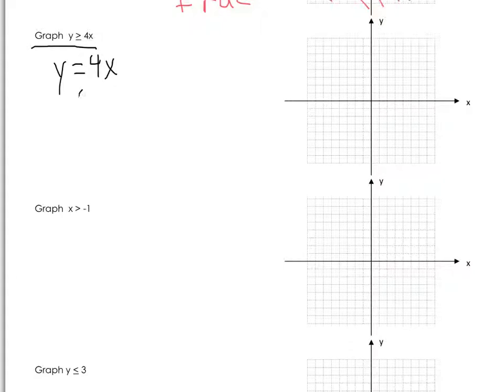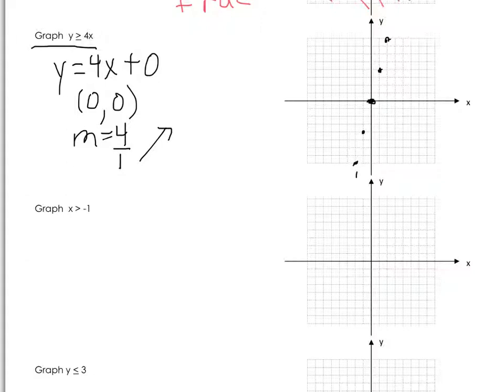It has a y-intercept. There's no number out here. So the y-intercept is 0, 0. The slope is 4. We can think of it as 4 over 1. It's positive, so we're going to go uphill. 0, 0, up 4 over 1. We can go up 4 over 1 again. We can go down 4, left 1, down 4, left 1. Just as long as we're showing that our line is going uphill.